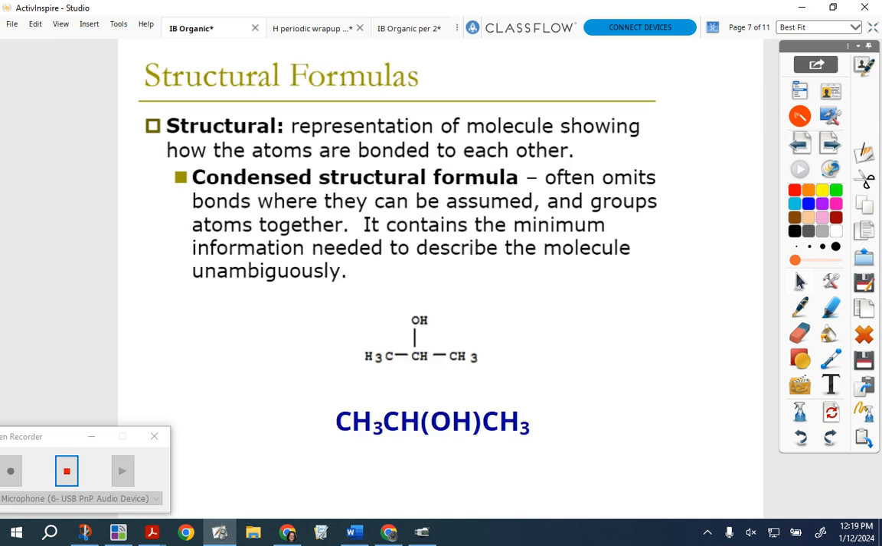And from there, we can even get to writing a condensed structural formula out that doesn't involve showing any of the bonds at all, but gives us a sense of what the structure is.